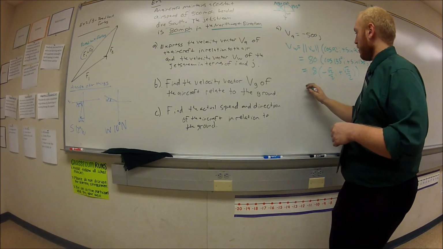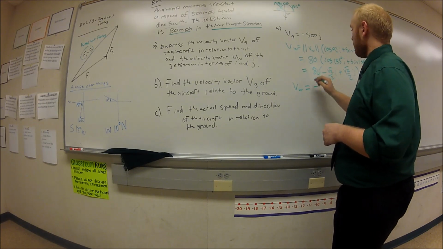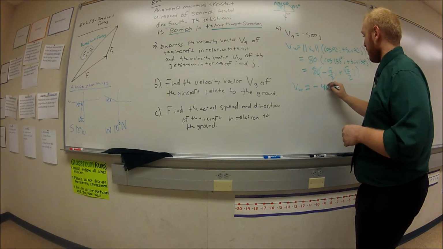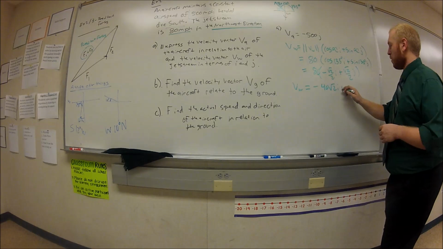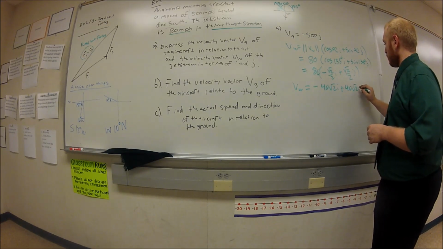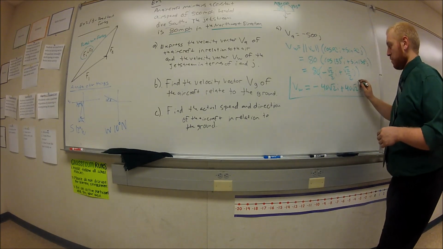Distribute the 80 real quick. Equals, I apologize, 80 divided by 2 is definitely 40, so negative 40 root 2 i, plus 80 divided by 2 is still 40, 40 root 2 j. And now you've got your velocity vector with respect to the wind.